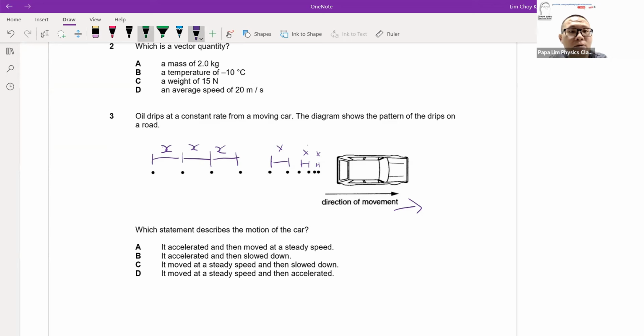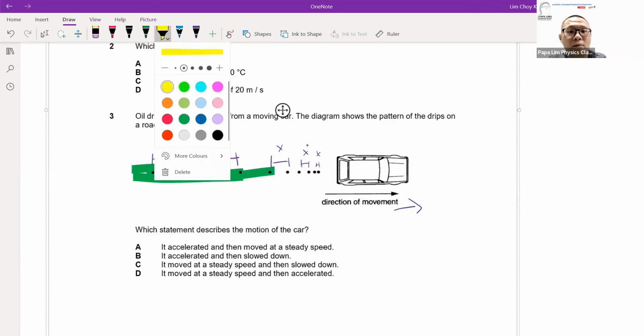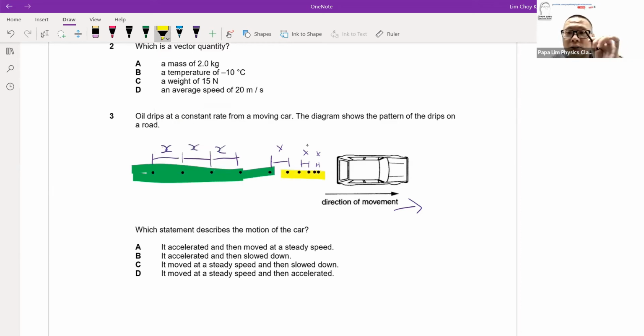So what does this tell you? At the beginning, the car is actually moving at a fixed speed, a constant speed. After that, it starts to slow down, at this junction here, because the dots are getting nearer and nearer. So the only answer that fits the description is that the car is moving at steady speed and then slowing down. The reverse, if it's accelerating, the dots will be spaced further and further apart.